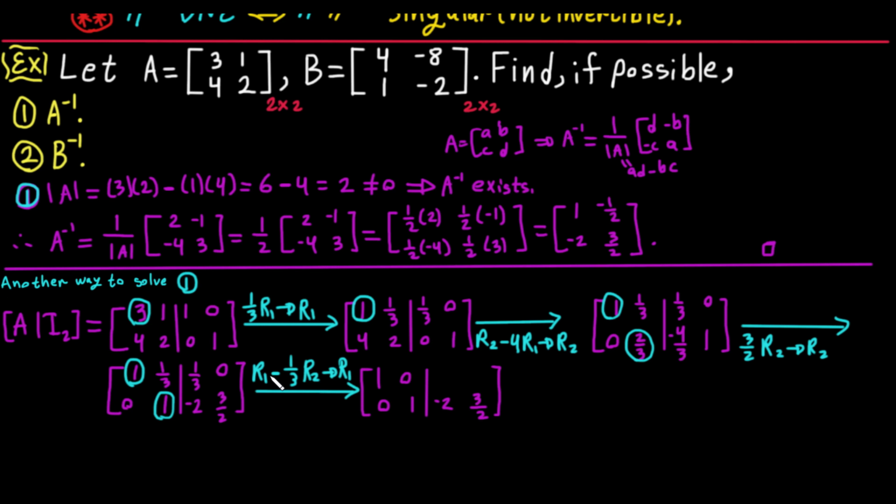1 over 3 minus 1 over 3 multiplied by negative 2. Let's write it here since it's a little bit complicated. So 1 over 3 minus 1 over 3 multiplied by negative 2 equals 1 over 3. Minus with minus, it will be positive 2 over 3. And here it will be 3 over 3, which is 1. So here we have 1.